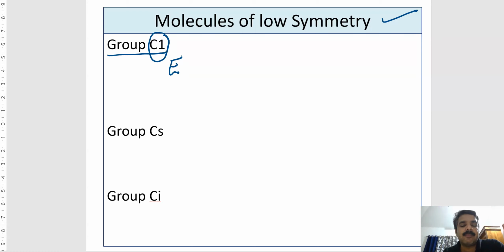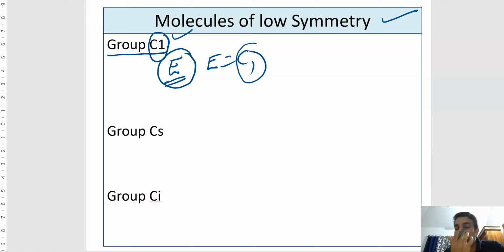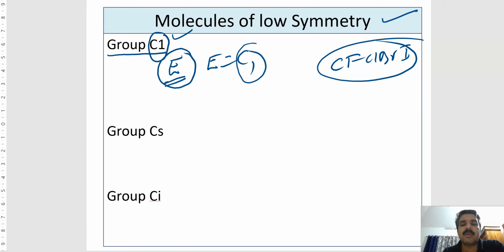In the point group C1, the molecule has no other symmetry element except E. We know that E is a symmetry element, the identity element, present in all molecules. That is a trivial symmetry element. So in that point group, E is equal to C1. So this type of molecule is called C1. It is a highly unsymmetrical molecule. The examples are very rare. One example is CFClBrI.